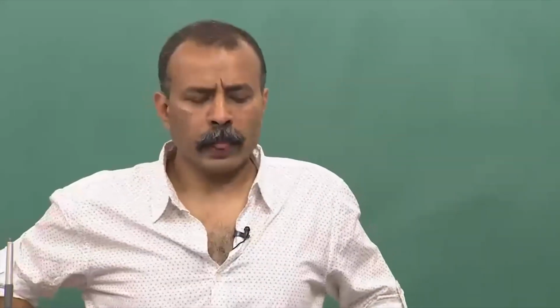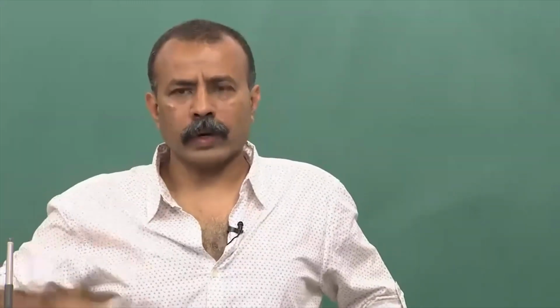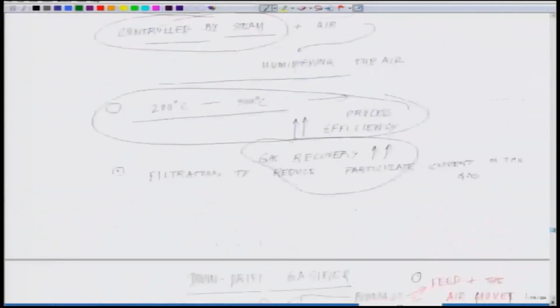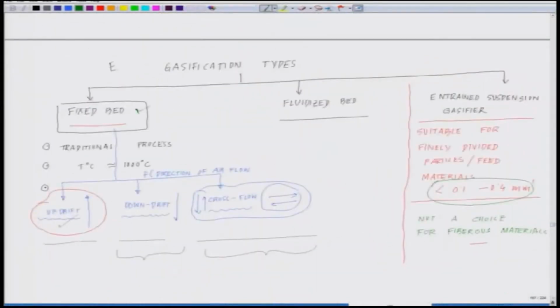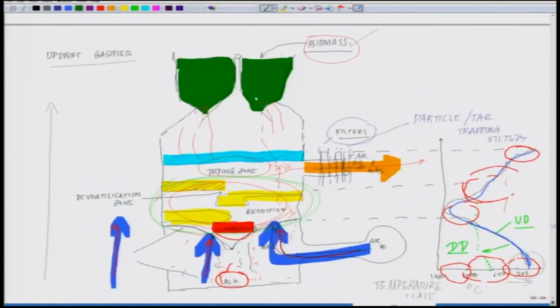So, having said this, let us once again go through where we started with the gasifier. That will help us revise the whole thing. We talked about the fixed bed gasifiers. As I told you, it is a very traditional process and functions at around 1000 to 1400 degrees centigrade, and it is classified under updraft system, where the air is coming from the bottom and going up. Let us again look at it.